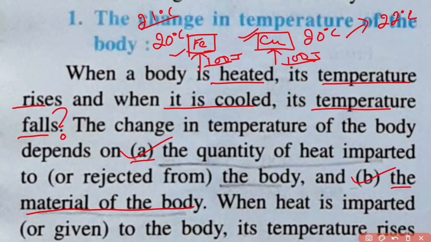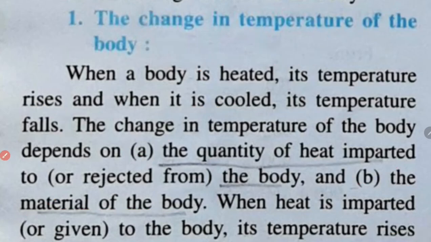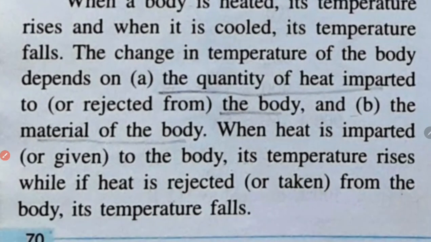So basically here the change in temperature depends upon two things, that is the quantity of heat and the material of the body. So when the heat is imparted or given to the body, its temperature rises, while if heat is rejected or taken out from the body, its temperature should fall. Okay, I hope you have understood the first point.